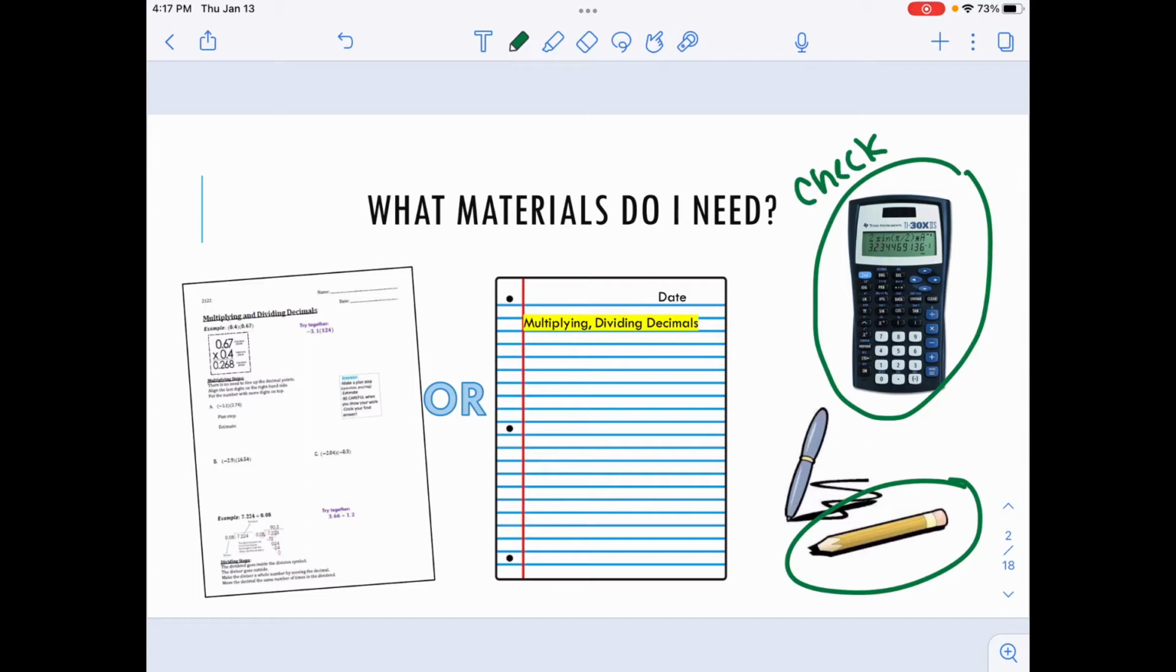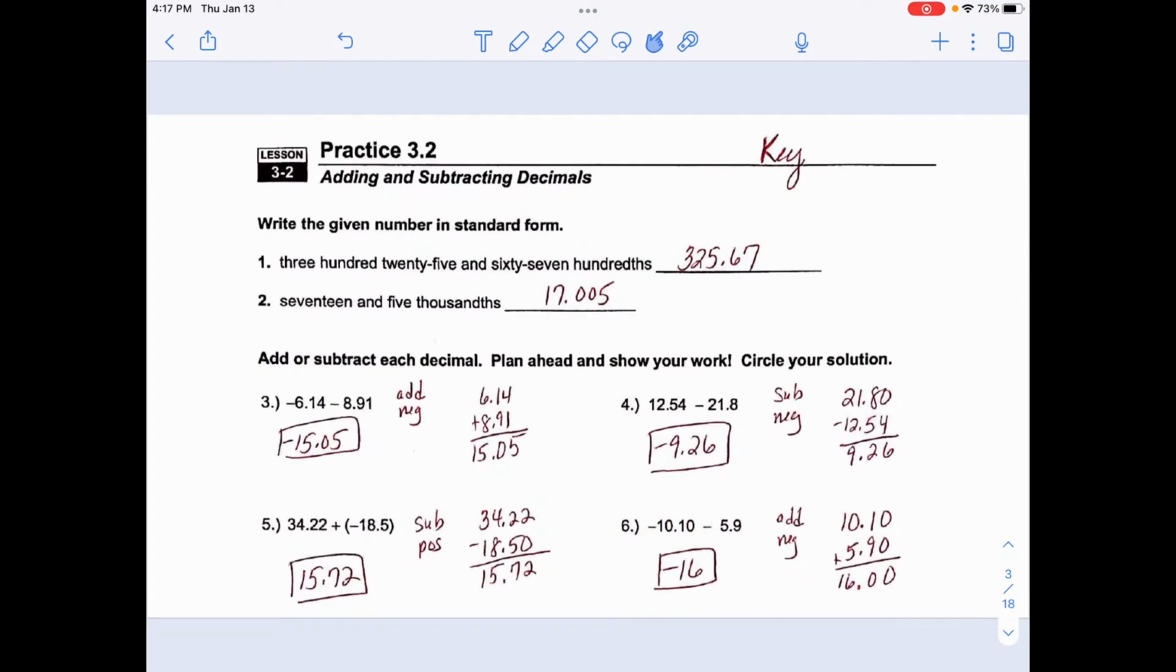We're really going to be looking at how to multiply and divide today, so I don't want you to be leaning too much on the calculators, but it's always a nice way to check your answers. All right, let's get started. So, before we begin today, let's go over last night's homework on adding and subtracting decimals.